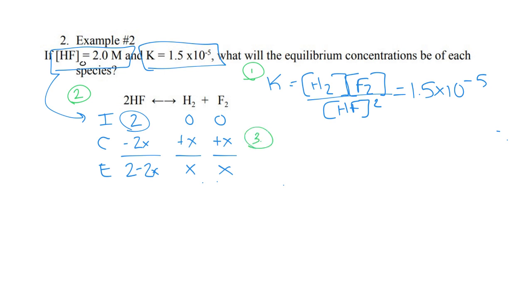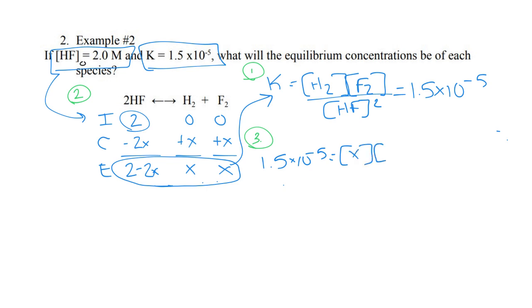So we're going to do this a little bit differently. What I'm going to do is take everything from my equilibrium row and plug it into my expression for K, because I know what it equals. So 1.5 times 10 to the negative 5th equals, now for H2, that's an X. For F2, that's an X.